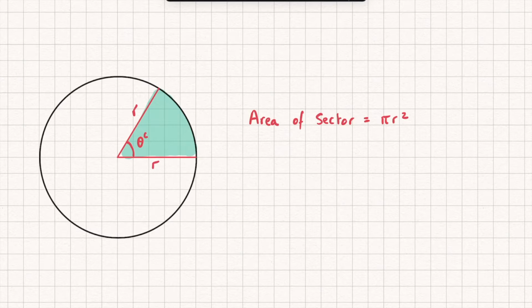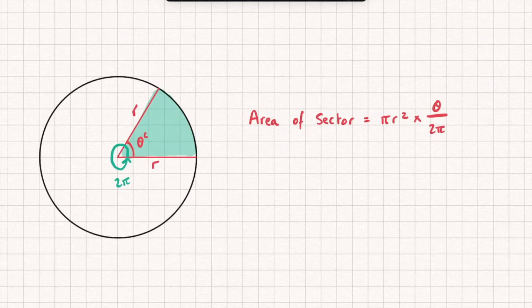Well, let's think. In a full turn around the circle, that would be 2 pi radians, wouldn't it? And so what fraction of the total circle is this sector? Well, out of those 2 pi radians, it's theta radians. And so I could multiply the total area of the circle by the fraction of the circle I have, which is going to be theta out of 2 pi radians.